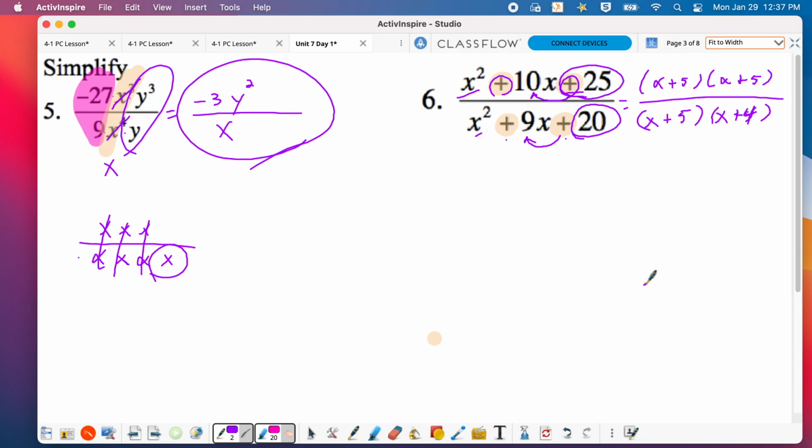Now, since I have x plus 5 times x plus 5 and x plus 5 times x plus 4, now I can cancel individual pieces. I have an x plus 5 on the top and the bottom. I get my solution with an x plus 5 over x plus 4 gives 1. X plus 5 canceled, a single x plus 5 on the bottom. That's the main idea for the rest of the lesson. We're going to factor, and we're going to cancel what's the same on the top and the bottom.